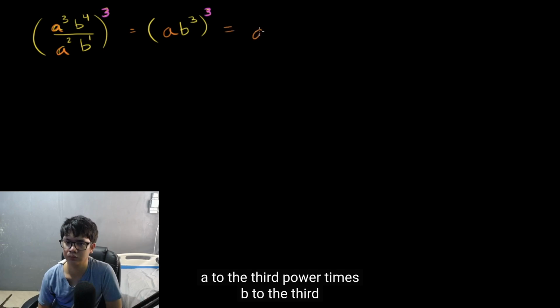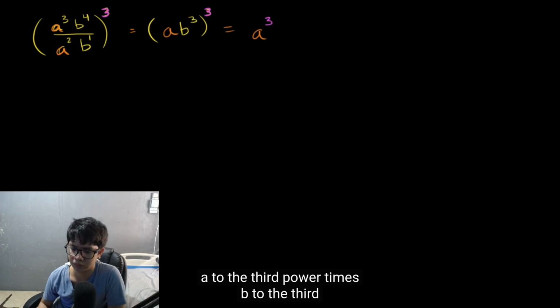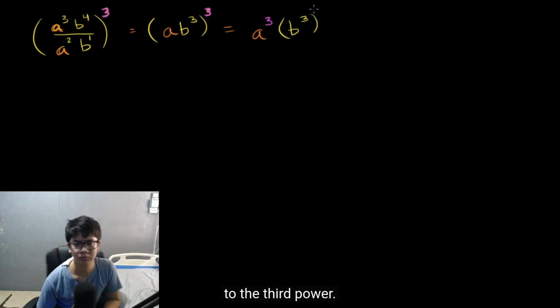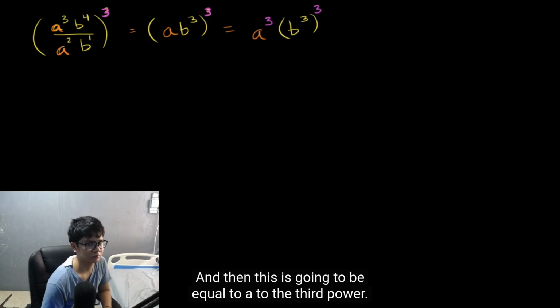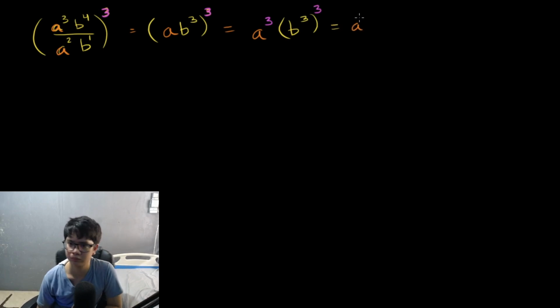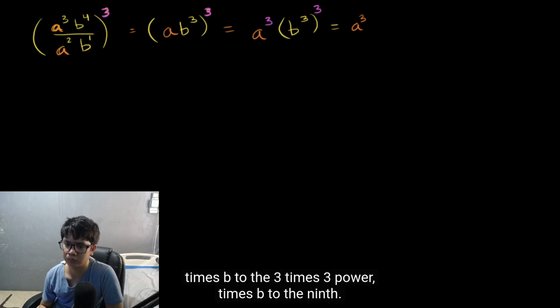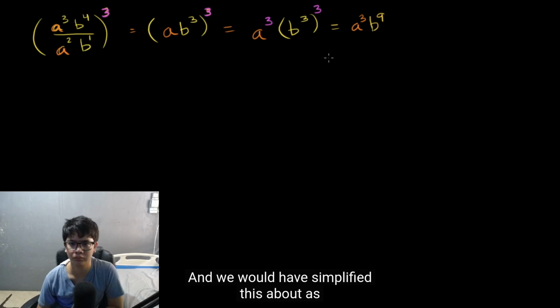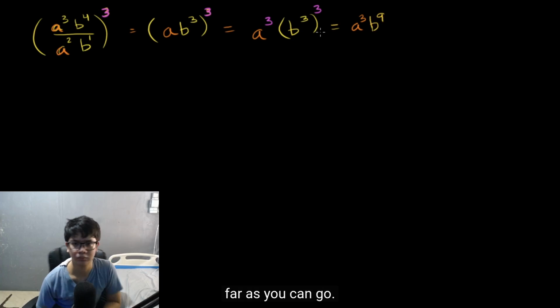This is equal to a to the third power times b to the third to the third power. And then this is going to be equal to a to the third power. I'll do it like this. A to the third power. That's just a to the third right there. And then what is this? Times b to the 3 times 3 power, times b to the 9th. And we would have simplified this about as far as you can go.